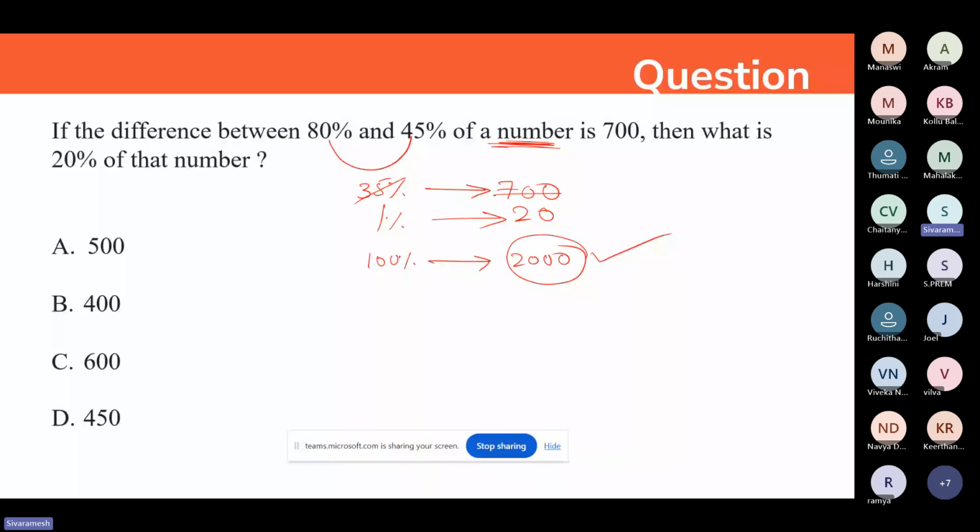But they're not asking us to find what that number is. They're asking us to find what is 20% of that number. That number is 2000, right? What is 20% of 2000? Can you answer this?